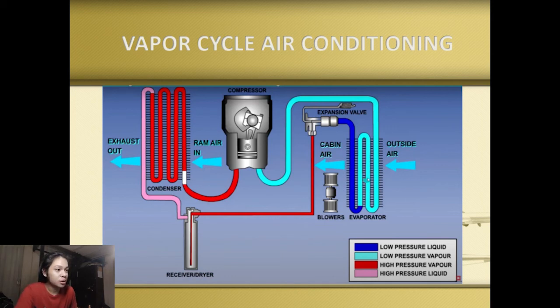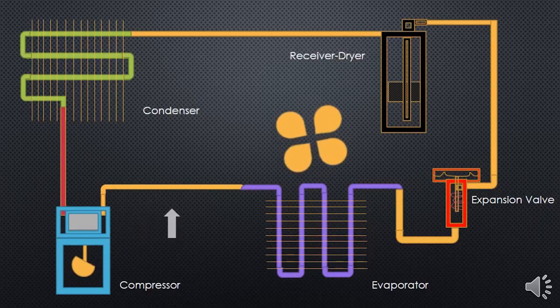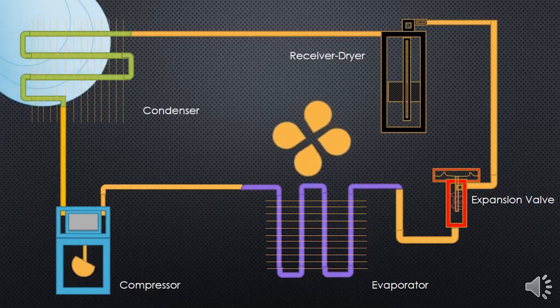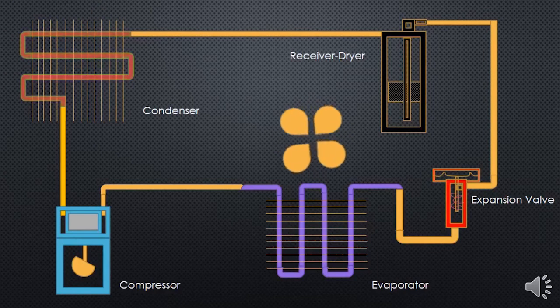Then as it goes through the evaporator, the color will now turn into cyan, which indicates it is now a low pressure vapor. As it goes towards the compressor, the temperature will increase as it reaches its boiling point. The compressor will decrease the volume and increase the temperature and the pressure of the substance, which therefore will make it a high pressure vapor.